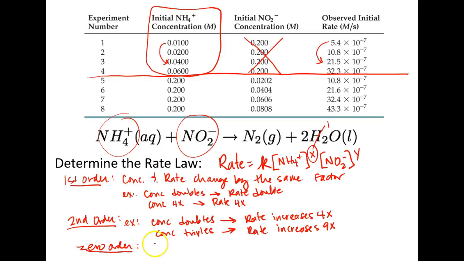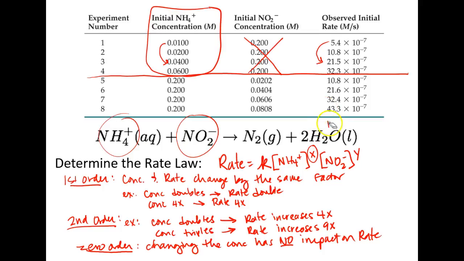For a zero order reactant, changing the concentration has no impact on rate. And so you could double the concentration or quadruple the concentration or cut it in half. Whatever you do to the concentration, the rate stays exactly the same. Okay, so that's a little bit of information on first, second, and zero orders. And I really don't think you'll see anything beyond that.